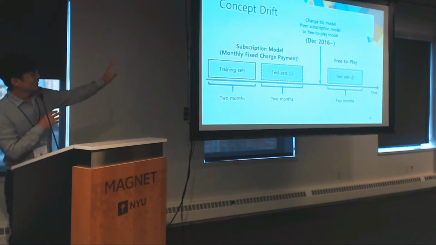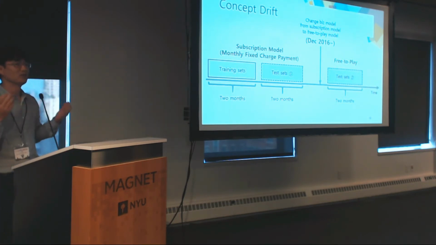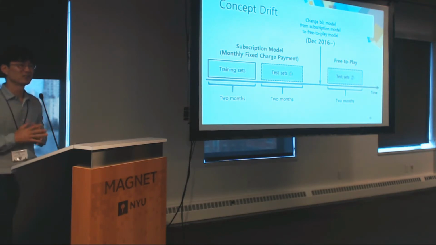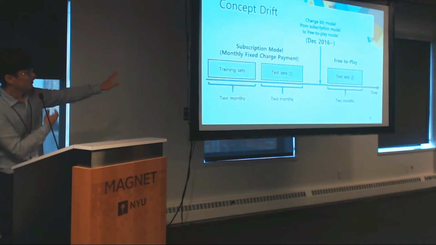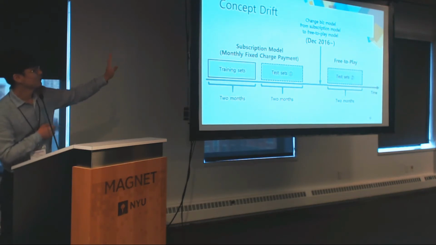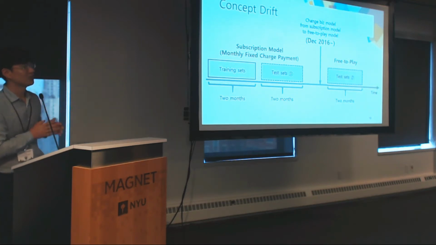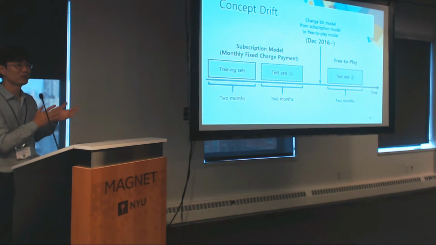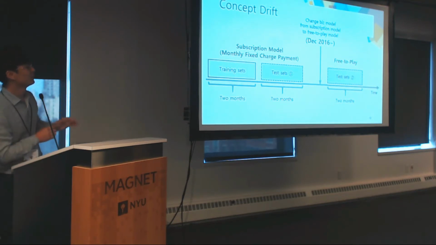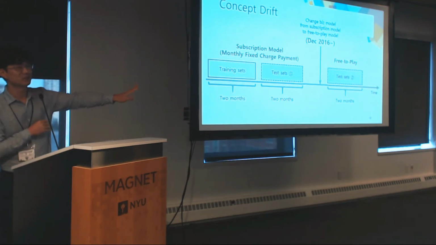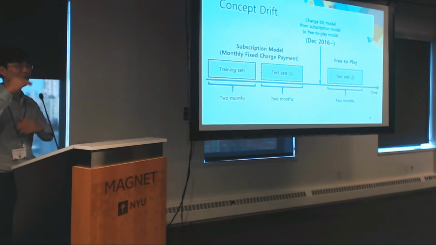So the training set is from the monthly payment business model. Test 1 is from the same business model, but test 2 is from the recent free-to-play. They want to know whether the prediction model trained on business model 1 can also do well in the new business model, free-to-play. So we combine the performance on test set 1 and test set 2 to rank the entries.